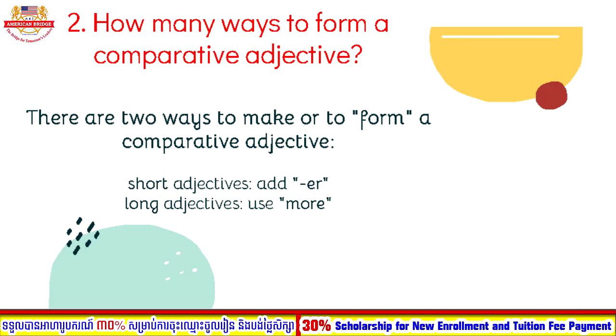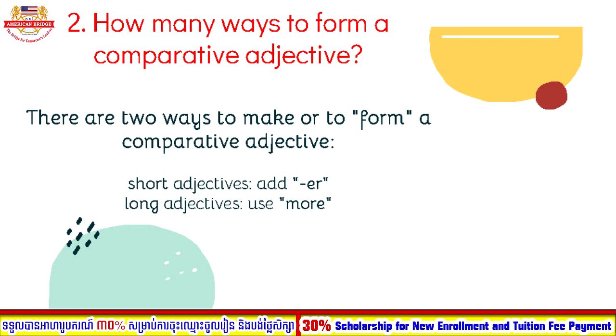How many ways to form a comparative adjective? Who knows? Who can tell me about the ways to form the comparative adjective? So there are two forms to form a comparative adjective. The first is short adjectives add er. For a short adjective we have to add er.